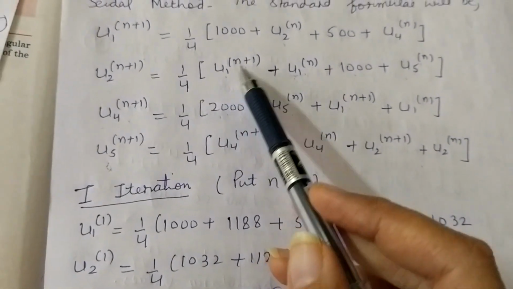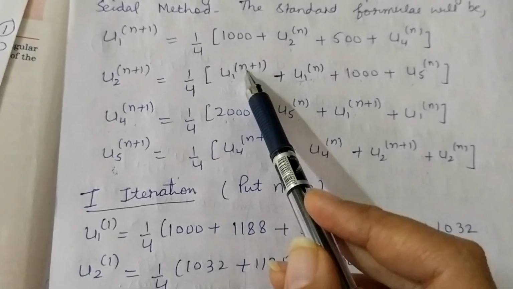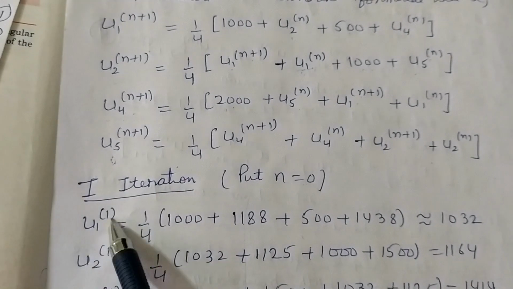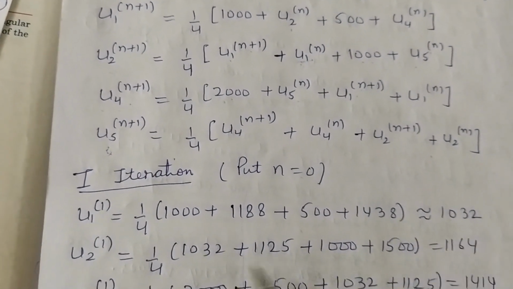1 over 4 u1 1. Now here I put n equal to 0, it will become u1 1. So u1 1 is this value that I have calculated here, so I will put it here. The recent value is used.